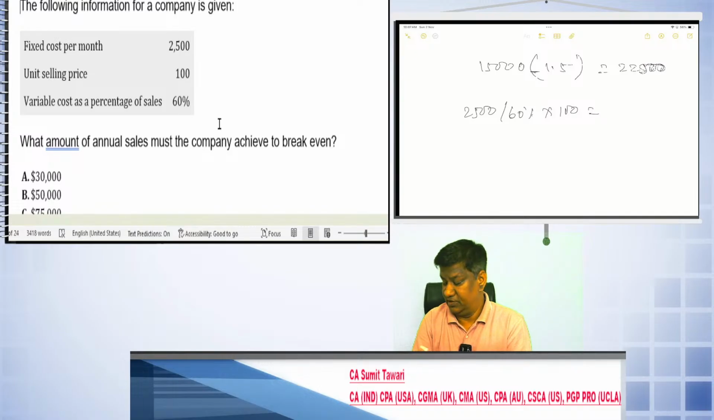Okay, 40% clear. It should be the 40%. What amount of annual sale? Yeah, fixed cost. 75,000. C is the right answer.